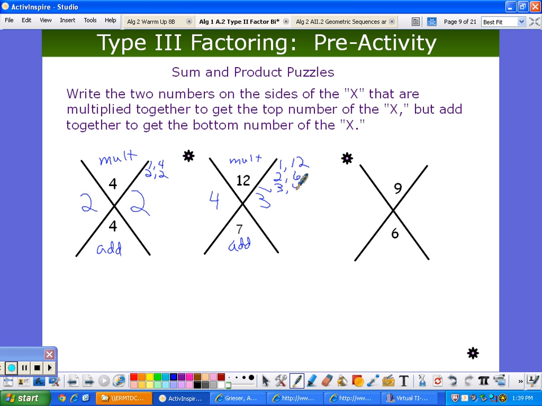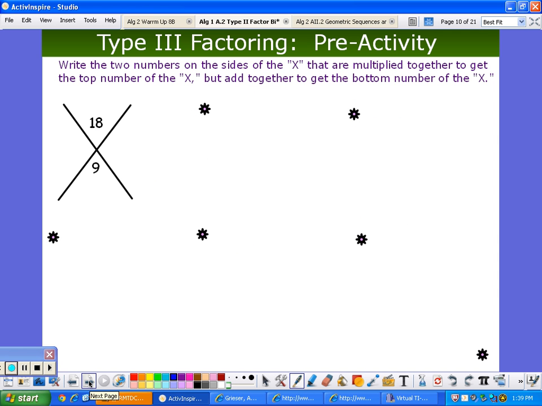What two numbers multiply to 9 but add to 6? What do you say? 3 and 3. 3 times 3 is 9. 3 plus 3 is 6. Okay, so we got a bunch more here. Just going to do a few more. Two numbers that multiply to 18 but add to 9. Anything? 3 and 6. 6 times 3, 6 plus 3.